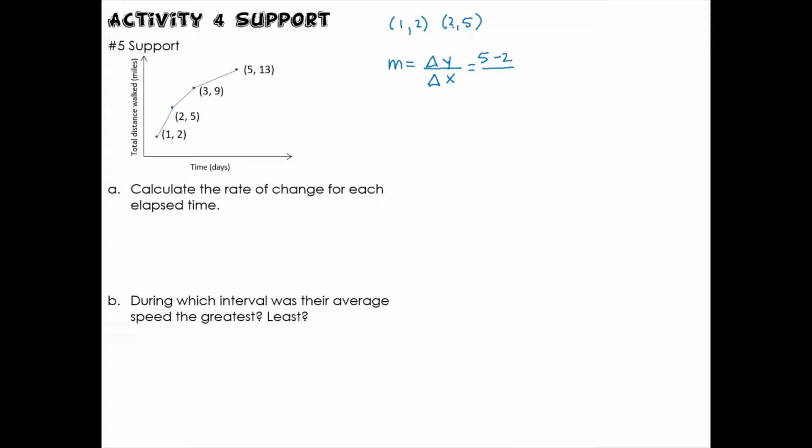And then we're going to go 2 minus 1. So only 1 day has passed. So that'll be 5 minus 2, which is 3, over 1, which is just 3. Okay, so this would be 3 miles per 1 day. And then we're going to do the second one, so it's going to be 2, 5, 10, 3, 9.